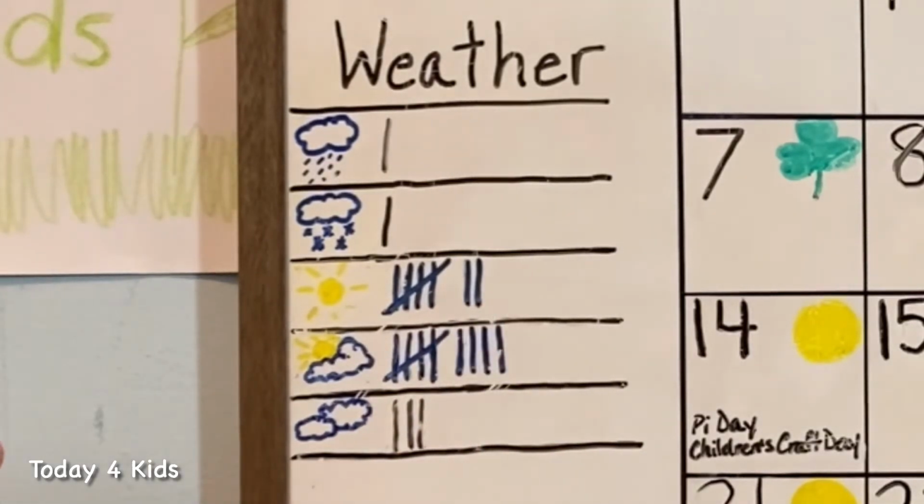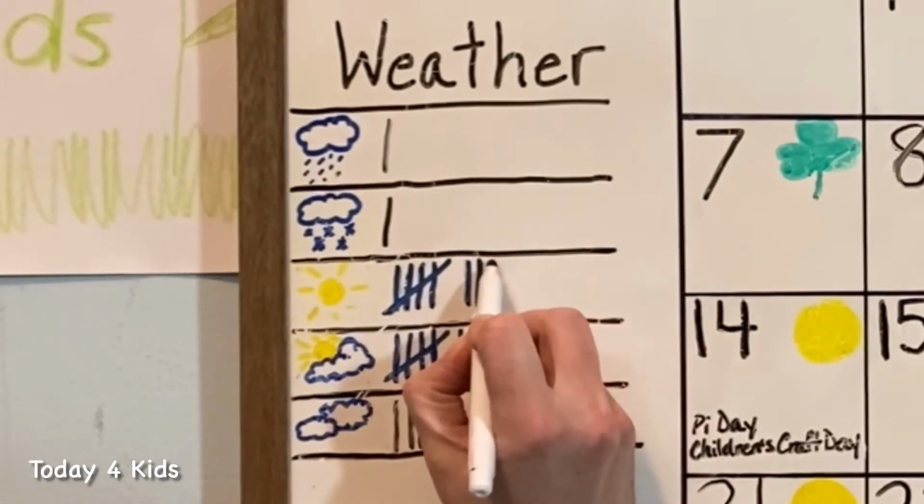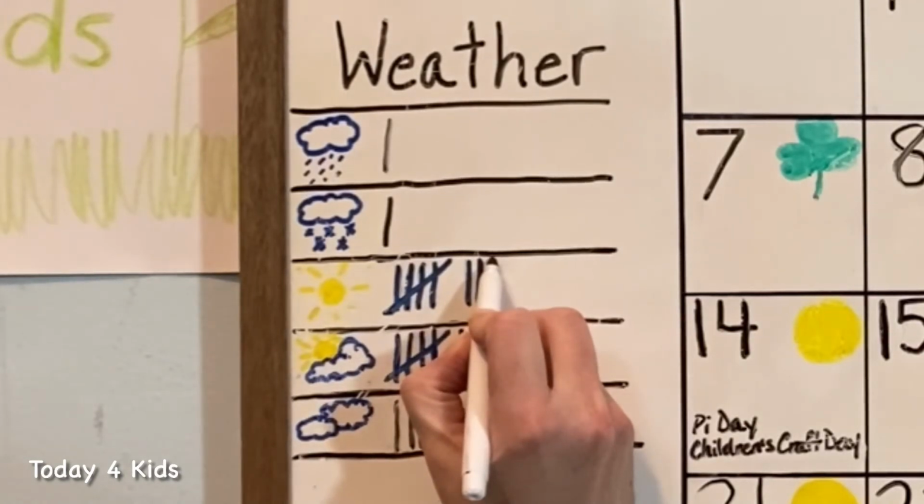What do you think 7 plus 1 is? Ooh, that's a good answer. Let's see if our guess is correct. We'll put a mark here. You can practice on your paper or in the air. Strike it down.